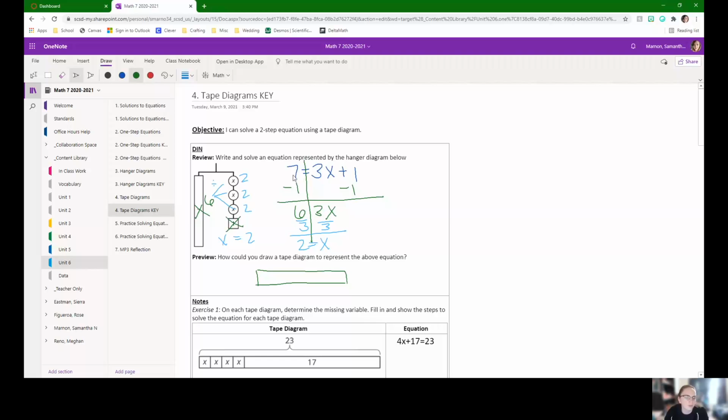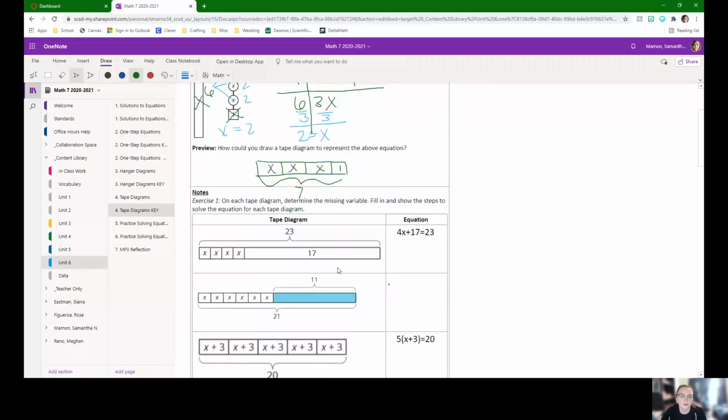Okay, so these are a little weird, but we do know everything equals 7. So this whole total would be 7. And then we have 3x's and 1 more. So first I'm going to block off where my 1 is. And then I have 3x's, so I'm going to split this into 3 equal parts for each x. So that's one way we can draw a tape diagram to represent an equation. So that's what we're going to be working on today.